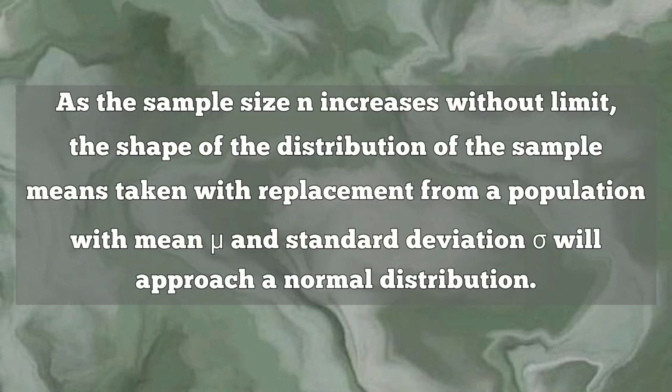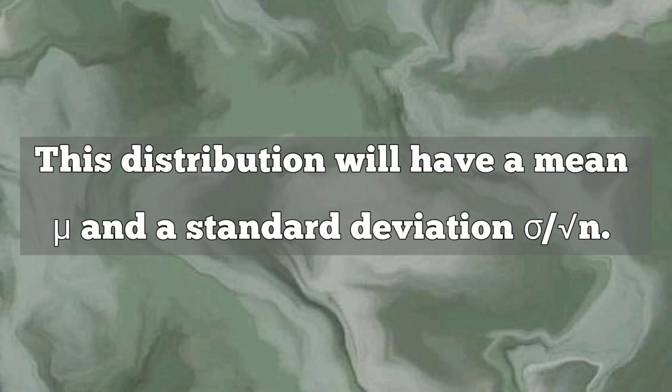The third property of the sampling distribution of sample means pertains to the shape of the distribution and is explained by the central limit theorem. But what is the central limit theorem? As the sample size n increases without limit, the shape of the distribution of the sample means taken with replacement from a population with mean mu and standard deviation sigma will approach a normal distribution. This distribution will have a mean mu and a standard deviation of sigma over square root of n.